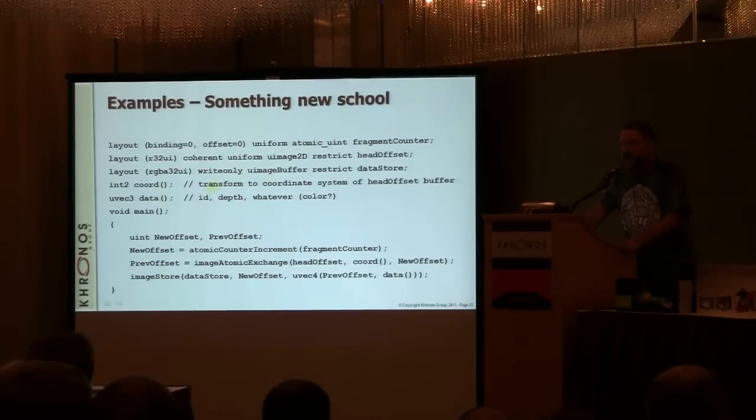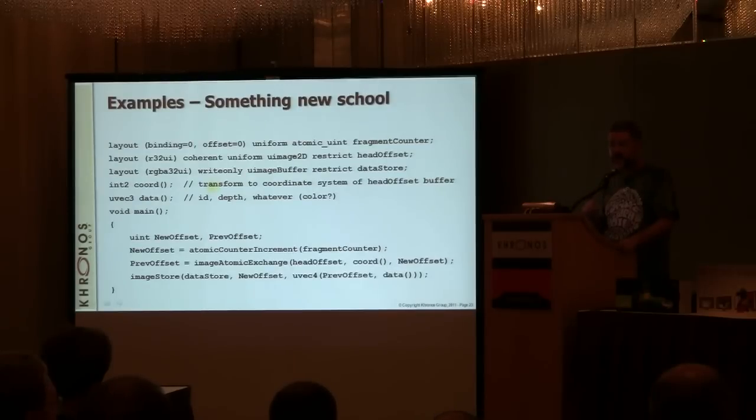A function to transform the coordinates from frag coord into the buffer coordinate system, a function to pack the data. And so all we're going to do is a new offset, previous offset. The new offset will be done with an atomic counter increment on the fragment counter. Previous offset will exchange with the atomic exchange from the head offset buffer at that coordinate and put in the new offset. And then we'll update the image store at the new offset location and pack in the data of the previous offset plus the data like depth, color, and index. And voila, you've built yourself this wonderful linked list of every pixel that ended up going into that screen.